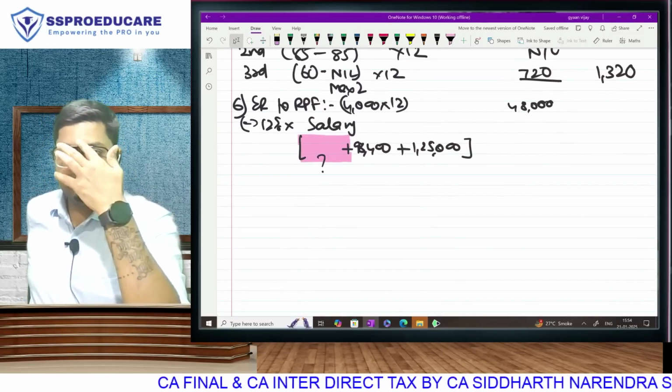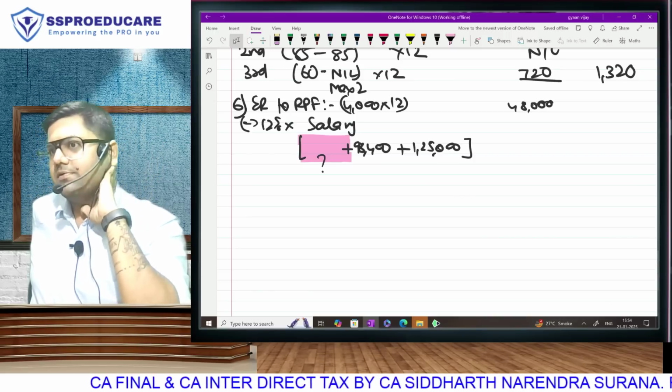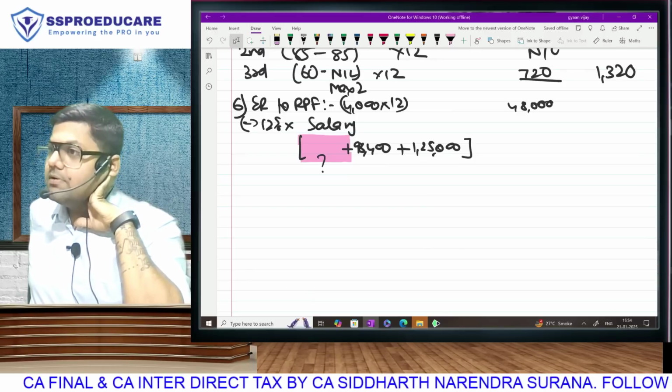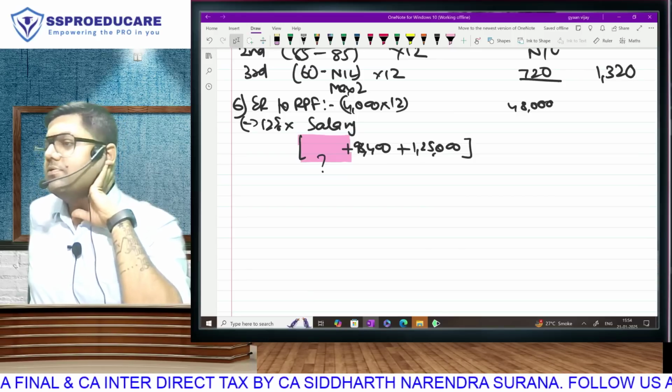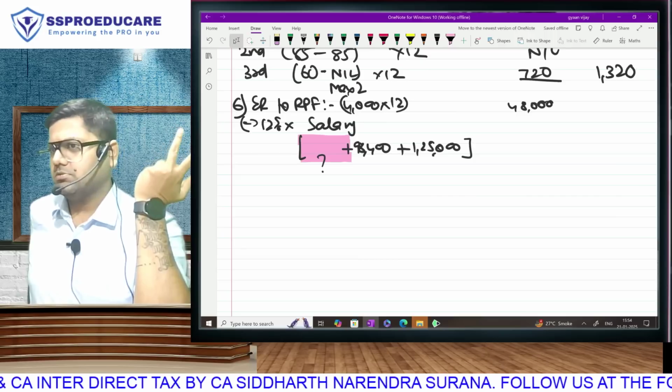You understood the question? DA in terms of percentage commission is clearly visible. What will you take here? Bolo, bro. 205. Why? So last time also 205. No, this time.